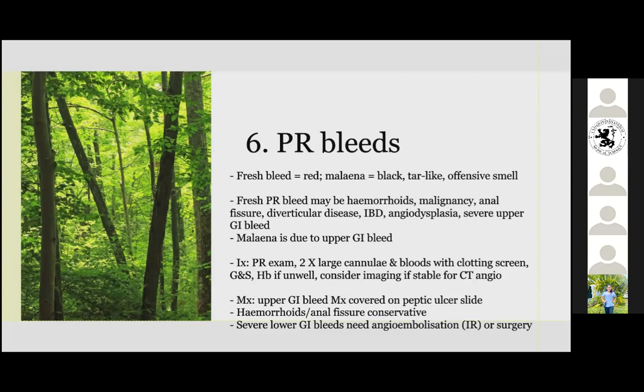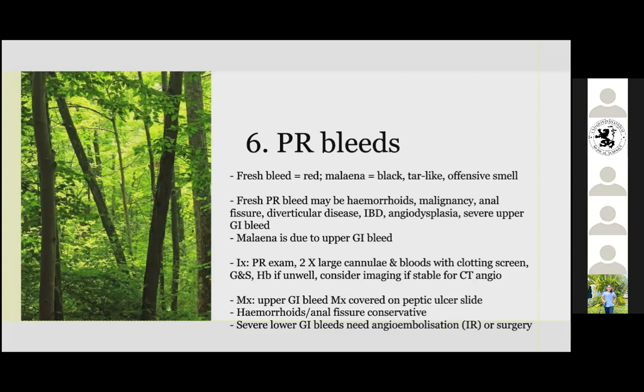So a PR exam is really useful. Even if you've been able to differentiate between a fresh bleed and melena, it also gives you more information. So you may be able to see external hemorrhoids. You may be able to see an anal fissure, which essentially is a cut in the anus, often preceded with a history of constipation. So the patient's been straining a lot, and then this causes a small tear which can bleed. The PR may reveal a rectal mass, for example, which is suspicious for malignancy and obviously warrants further follow-up.